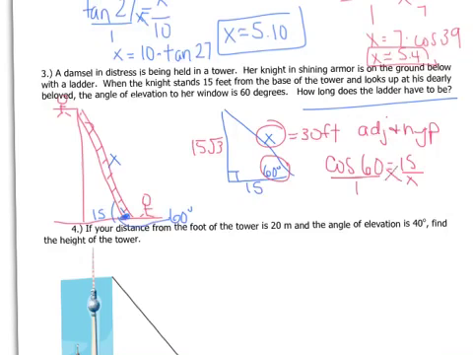This one comes out to be a little bit different. We get x times the cosine of 60 equals 15, and then we need to do a little bit more work and divide both sides by cosine of 60. So we get that x equals 15 over the cosine of 60 degrees. Put that in your calculator. You should still be getting the same 30 feet.